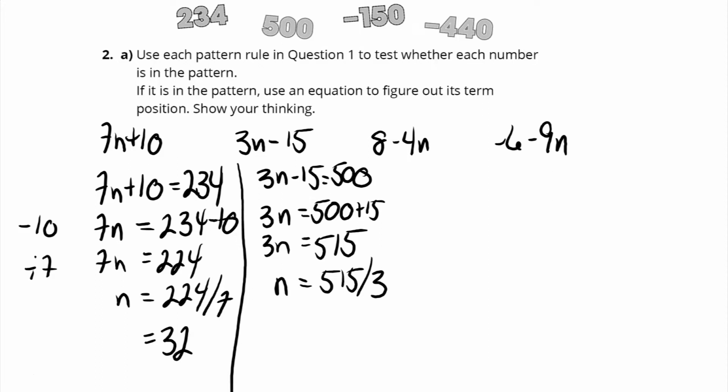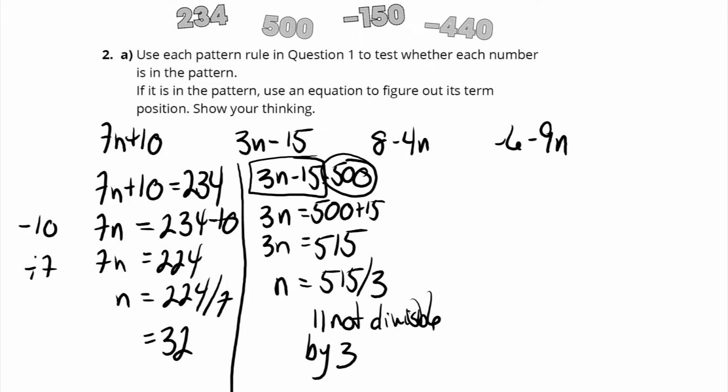Using my divisibility rule for testing for divisibility by 3, I need to add up the digits in this number and then see if that total is divisible by 3. So 5 plus 5 is 10 plus 1 is 11. Well, 11 is not divisible by 3. So we know then that 500 is not one of the terms in this expression. So it's not one of the terms in that sequence.